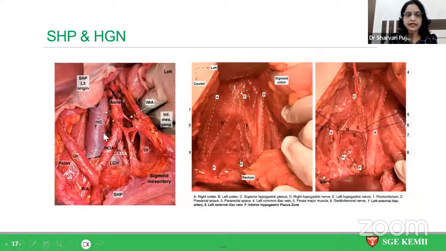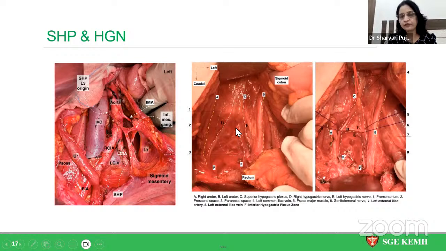So this is the IVC and aorta, and in front of L3 originates the superior hypogastric plexus with its ganglion, and then it descends near or lateral to the aorta, and this is the origin of the IMA. So when the IMA is ligated and divided flush to the aorta, there is a chance of injuring the superior hypogastric plexus. When it descends into the pelvis, it becomes the hypogastric nerves. These are the hypogastric nerves on the right and left side.